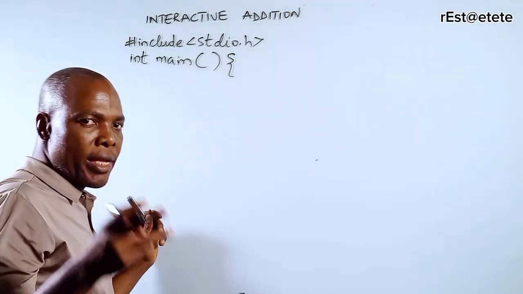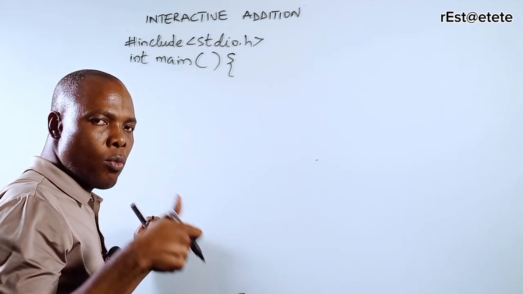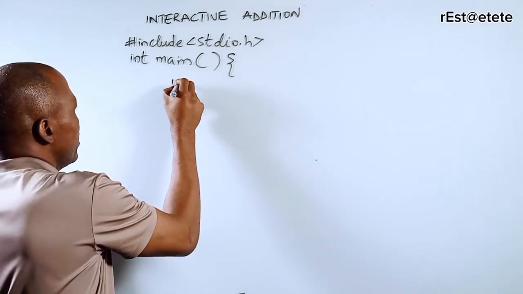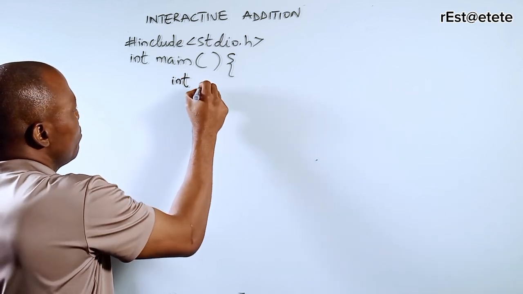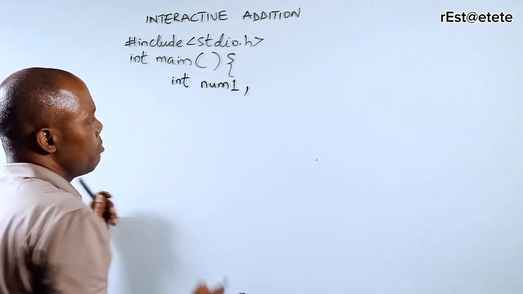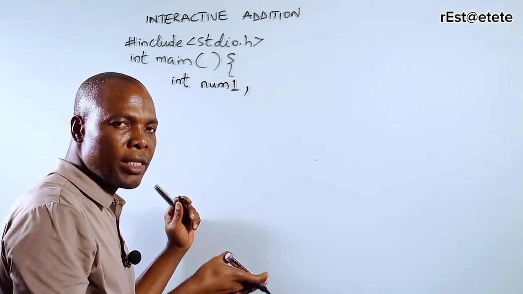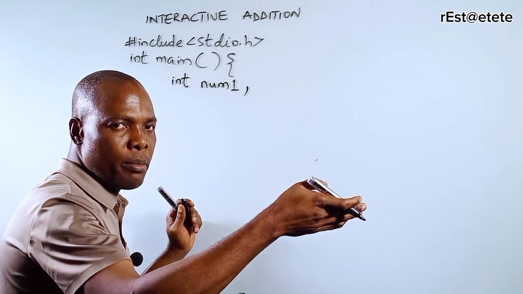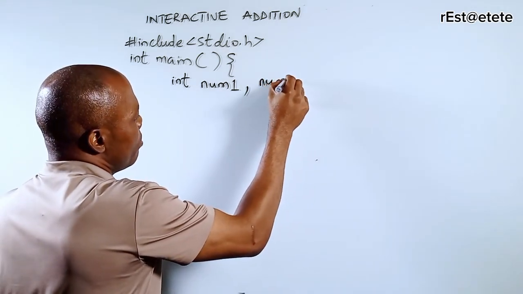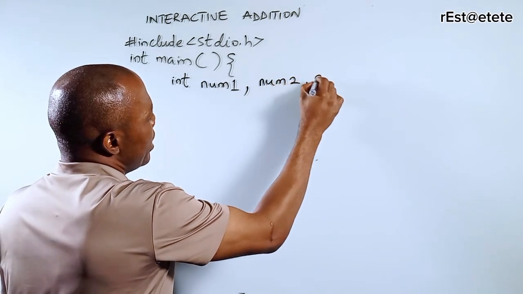Here I'm going to supply three parameters. I will need three variables. So int, the first variable is num, I will call it num1. Because I have these three variables as integers, I'll just declare them on the same line: num2, and then sum.